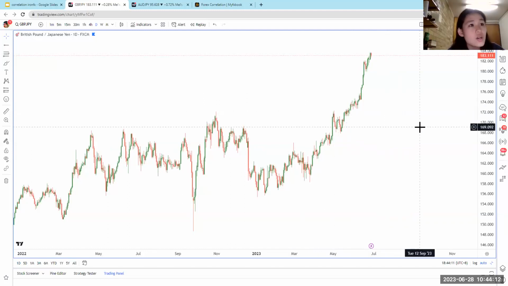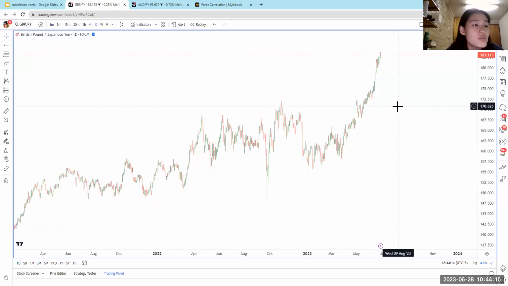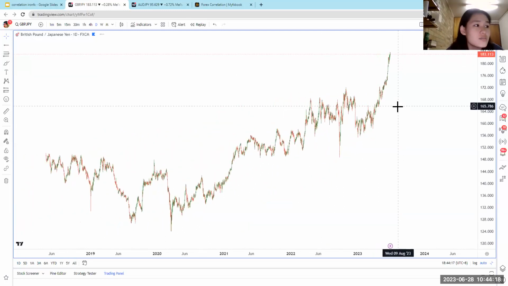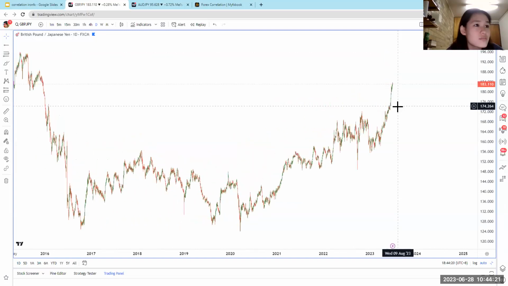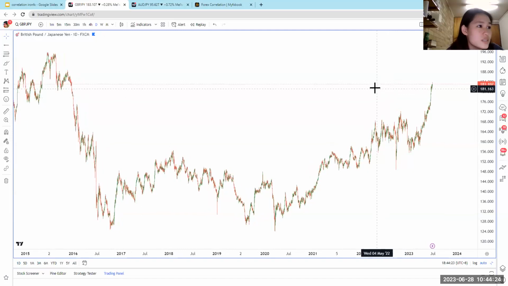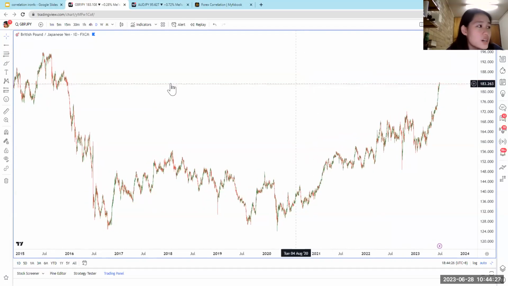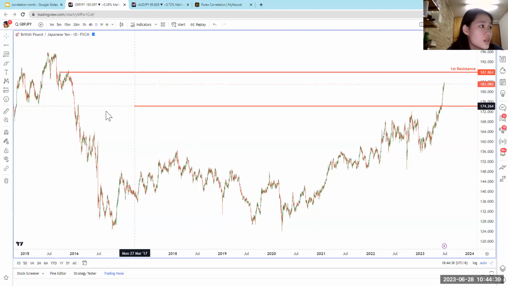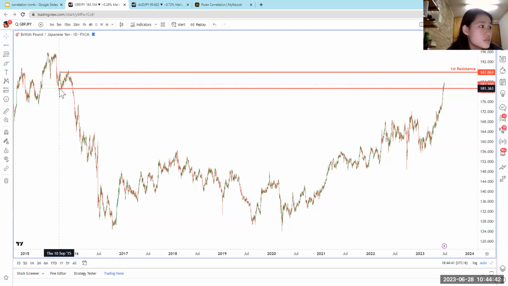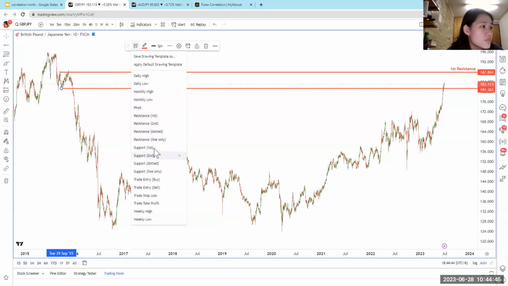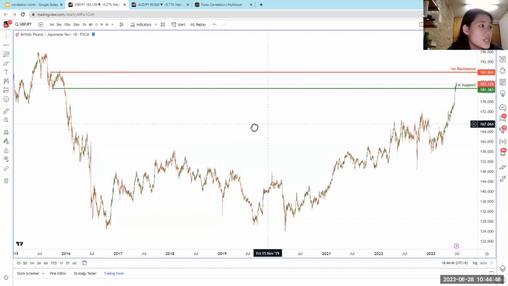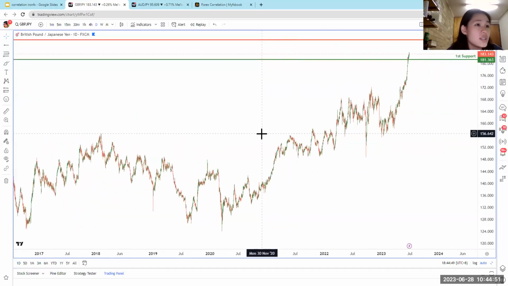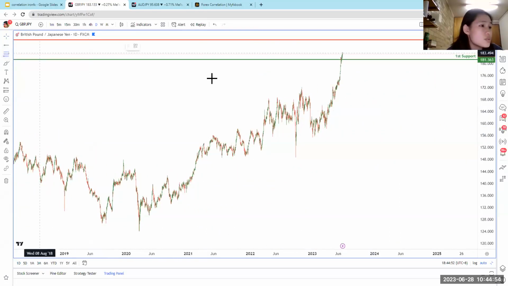Okay, so in cases like this, where we don't have any previous swing highs, okay, this is pretty far back, but okay, we can make do with this. Okay, so this would be our first resistance. And first support. Okay, but in a case like this, we would pull out our Fibonacci levels. Okay, so that's what I'm going to do now.